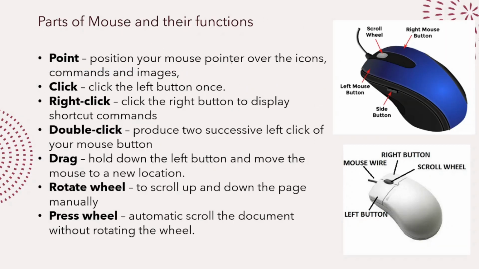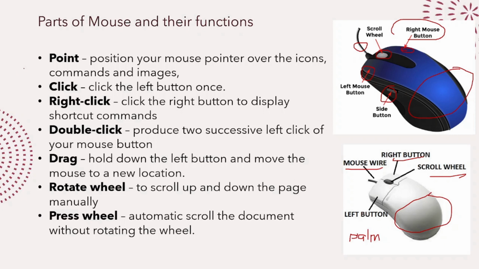Okay, so let's go with the parts of the mouse. So we have the right button here, the scroll wheel, this one, the left button, and the side button. And this one is the mouse wire, similar to this. So we have the right scroll here. This one here is what we call palm rest. Again, this one is what we call palm rest. Kumbaga, rest, where you put your palm to move the mouse.